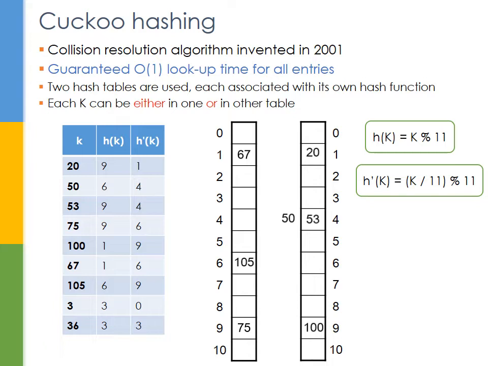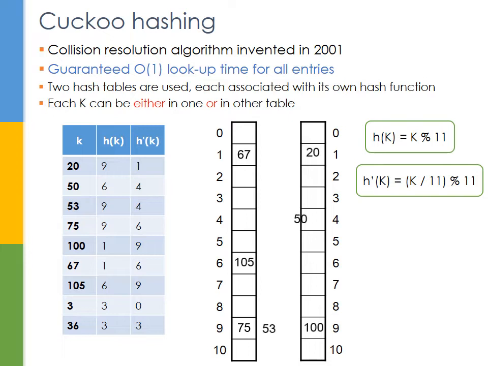But as you can see, we have a bit of a problem. 50 was exiled from position 6. And when it goes to its second option, position 4, it realizes that that place is actually also taken by 53. So what are we going to do? Well, the same rule always applies. If you arrive at the destination and you realize it's taken, you just kick out whoever is currently sitting there. So 50 is going to kick 53 out of the nest and take its place.